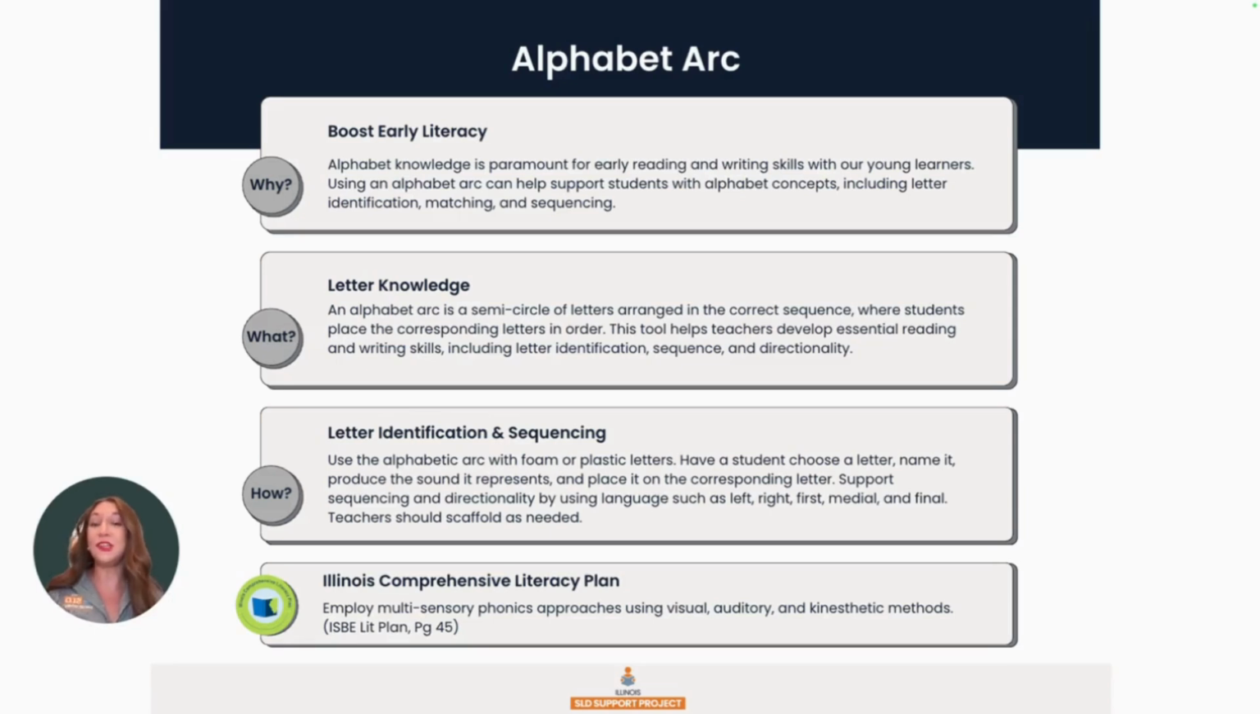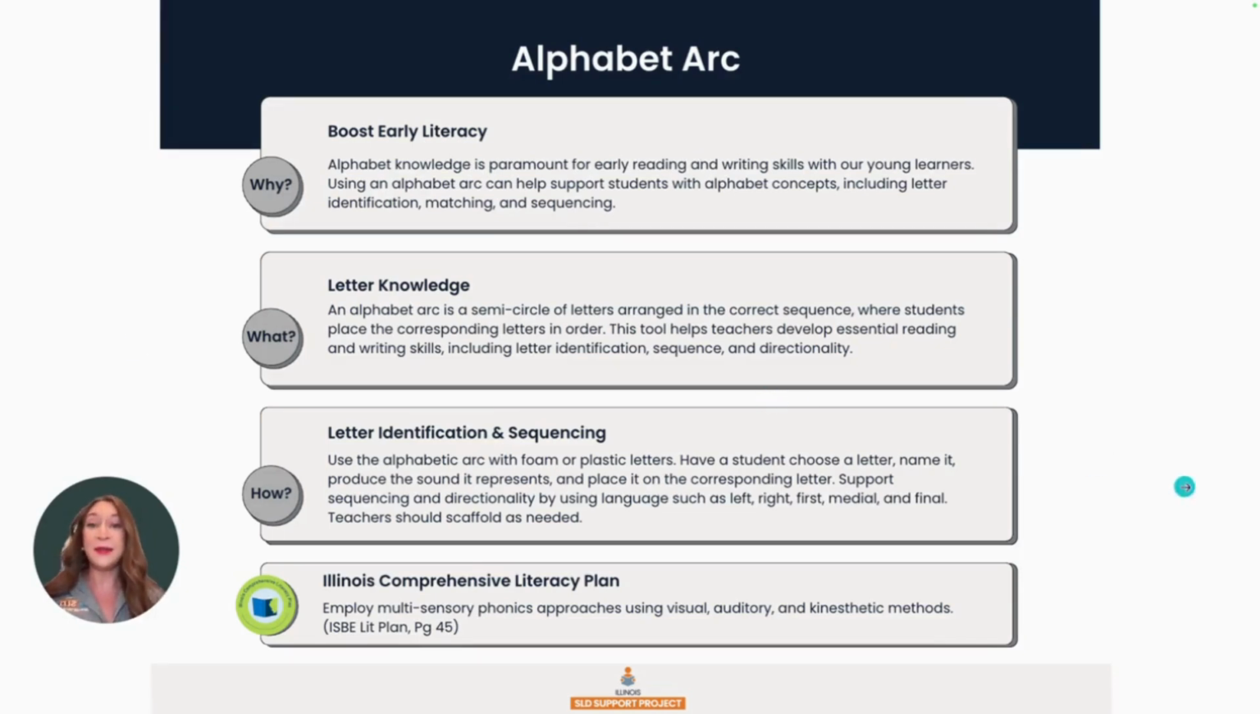Well, alphabet knowledge is essential for our early reading and writing skills with our youngest learners. An alphabet arc can help support students with alphabet concepts, including letter identification, matching, and sequencing. So, how is this done?